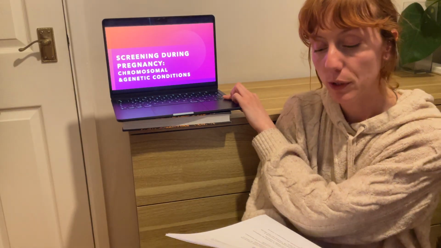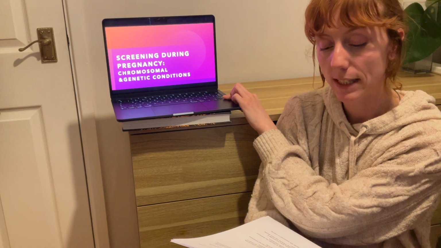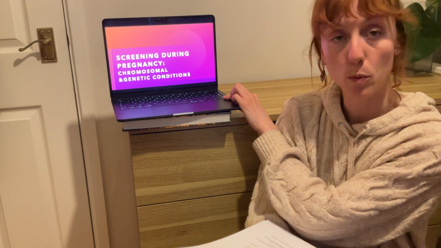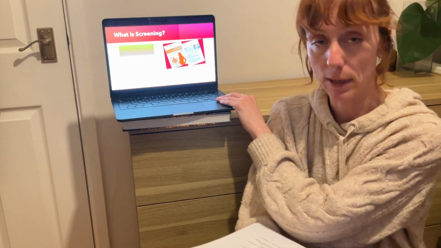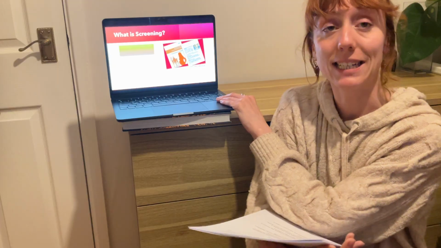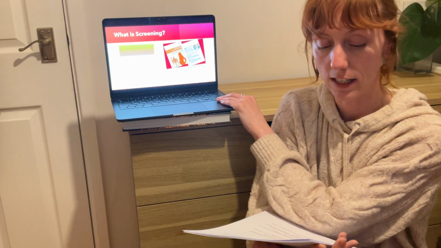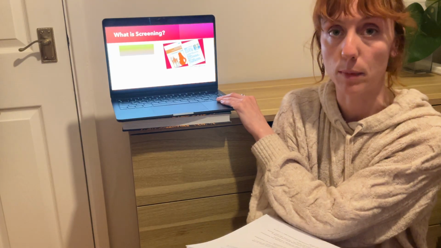In this section, I will describe the screening processes used during pregnancy to identify chromosomal abnormalities such as Down syndrome, Edwards syndrome, and Foetal syndrome. I'll also describe how genetic screening is carried out for hereditary conditions, using sickle cell anemia as an example.